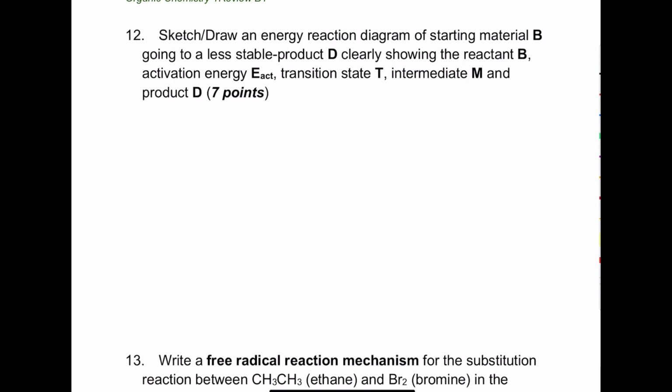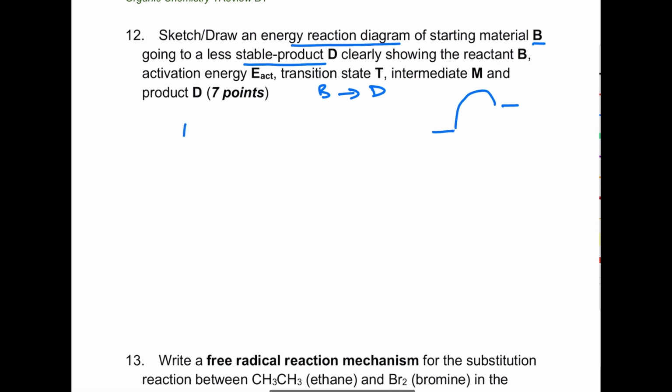Question number 12. It says, sketch or draw an energy reaction diagram of the starting material B. So we're starting with B, going to a less stable product D. Now, look at that. The product D is less stable, meaning D has higher energy than the starting material. So if you have B here, then D has to be up in energy like that.